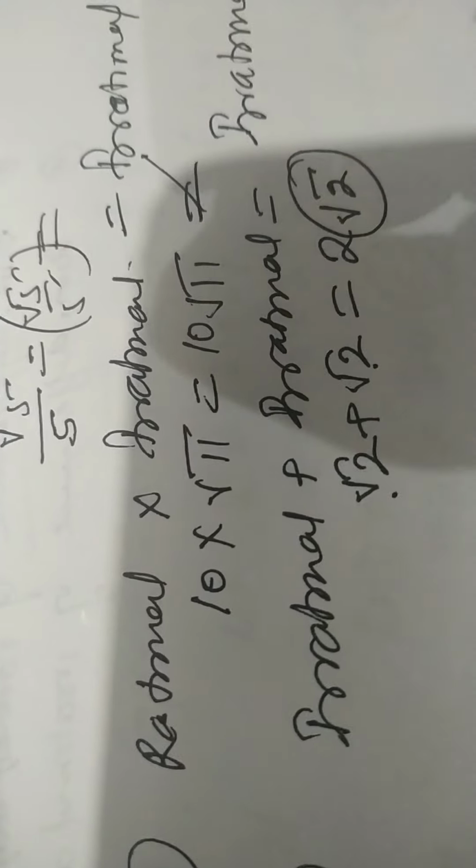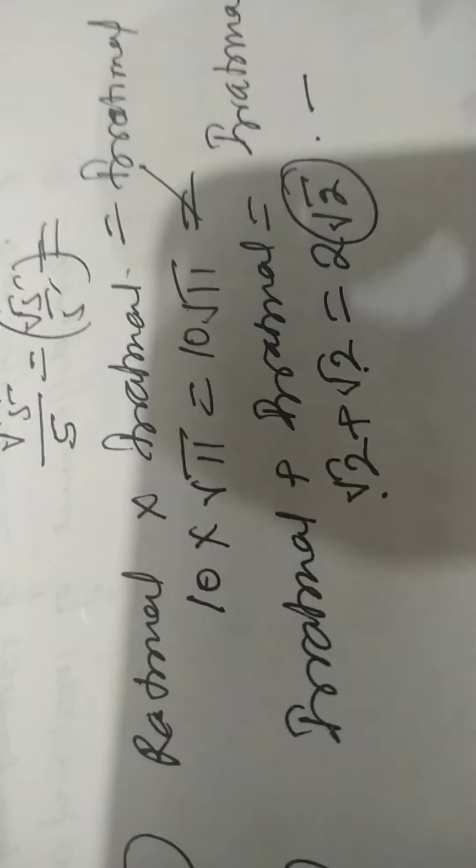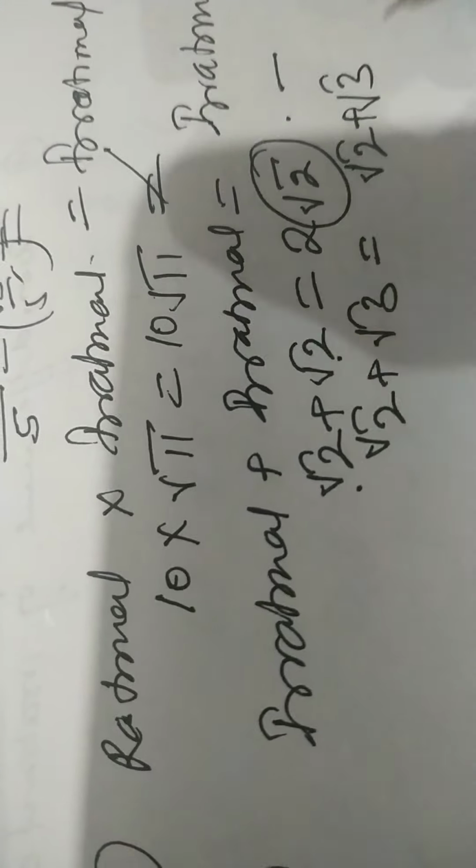The case number 6, irrational plus irrational. Irrational plus irrational is irrational, right? Like under root 2 plus under root 2, that is 1 chocolate plus 1 chocolate is 2 chocolates. This is 2 under root 2. That is irrational. And if we add 2 root 3, like this one, it remains root 2 plus root 3. We cannot add this further, that is an irrational number.